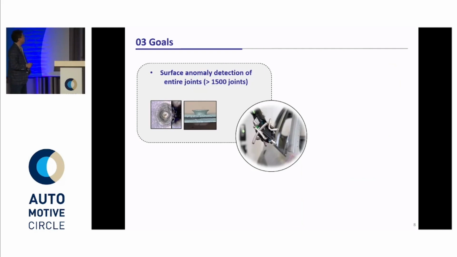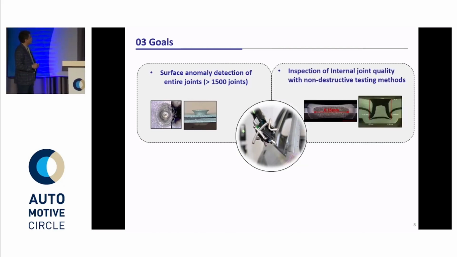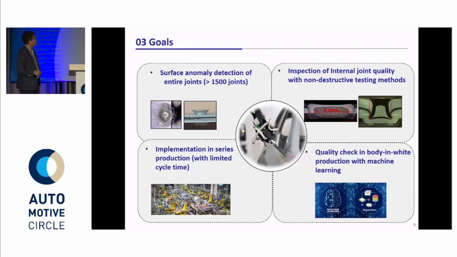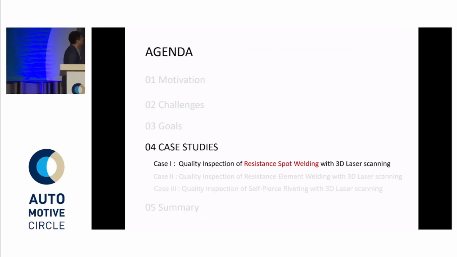So by using this system, I started to make our goals for the development. The development goal was first, let's do the surface anomaly detection of the entire joint of the car body BIW, which is more than 1,500 joints. Secondly, inspect the internal joint quality with a non-destructive testing method. The internal joint quality can be the nugget diameter for resistance spot welding, and also the interlock for the self-pierce riveting. The third goal was implementation in series production with a very limited cycle time, which was very challenging for our development. And quality check in body in white production with machine learning technology, which is a very interesting technology. So we decided to use this one for the development.